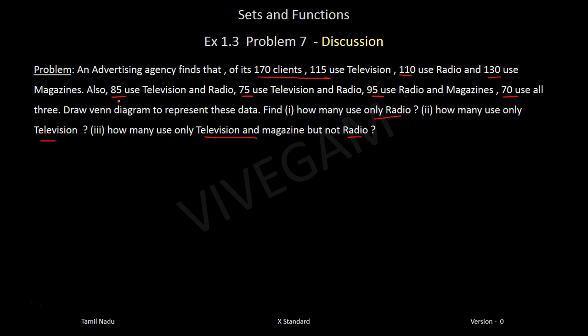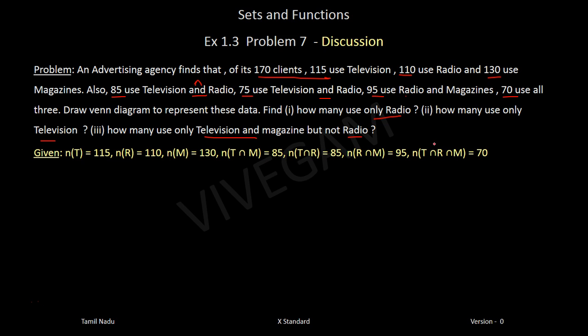Now what will be this? 85 use television and radio, and means intersection, right? So basically N of T intersection R is 85. This again, television and magazine, so N of T intersection M is 75. Radio and magazine, N of R intersection M is 95. 70 use all, so N of T intersection R intersection M is 70. Okay, so this is what is given.